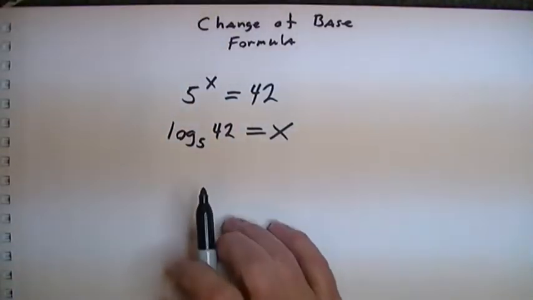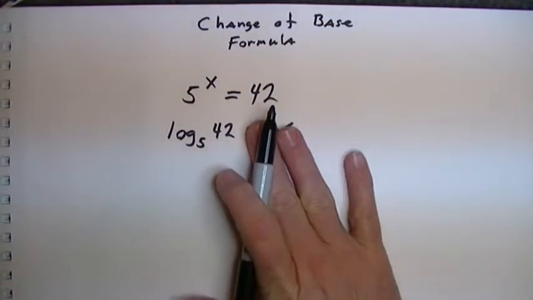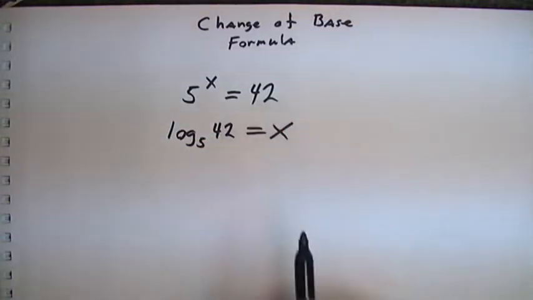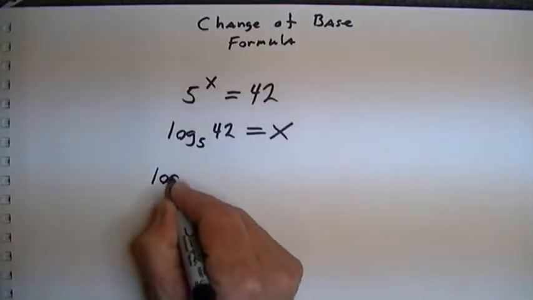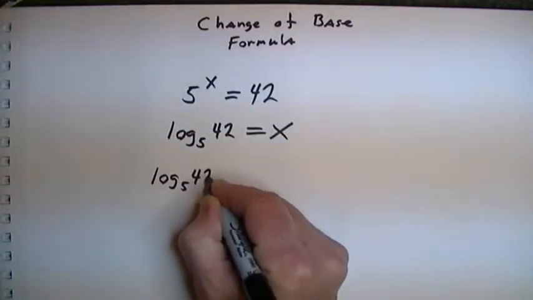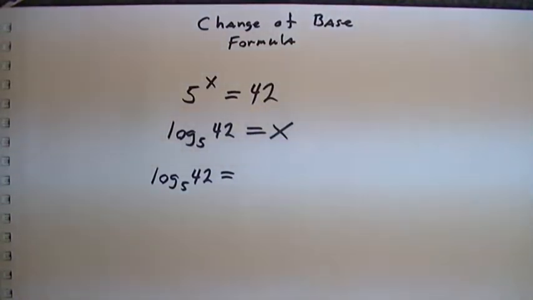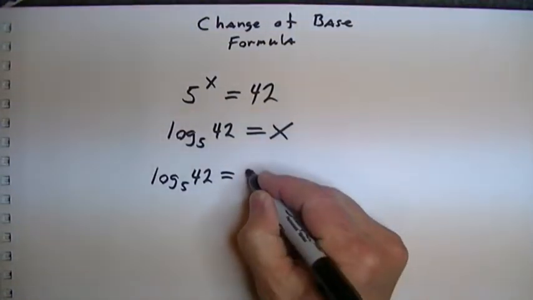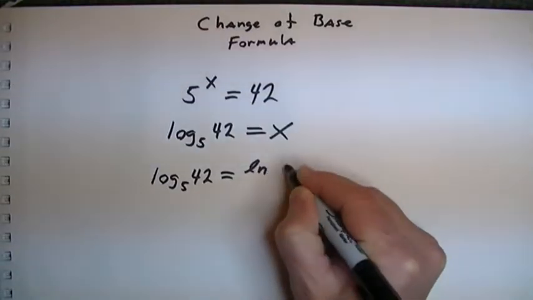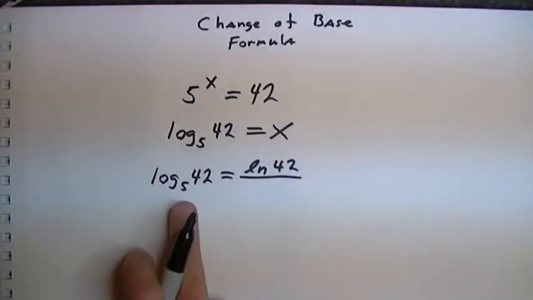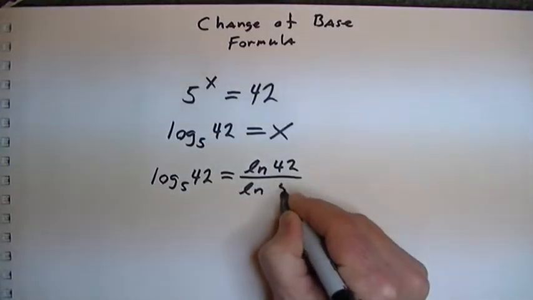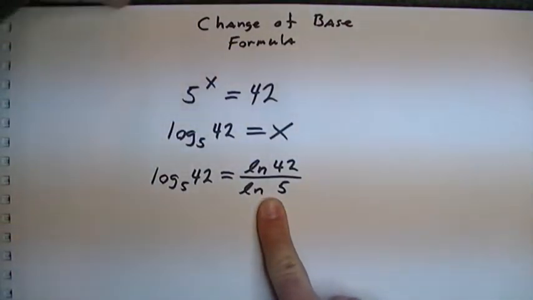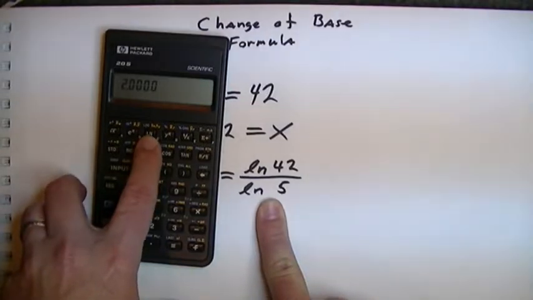Well, there's something called the change of base formula, and it lets you convert any log problem that looks like this using any base you want. So for instance, I can take my log base 5 of 42 and rewrite that using natural logs just by taking 42, which is the result you're looking for, taking the natural log, and dividing it by the natural log of the base. Now there's nothing special about using the natural log. I chose it because that happens to be the button that's easiest to get to on my calculator.